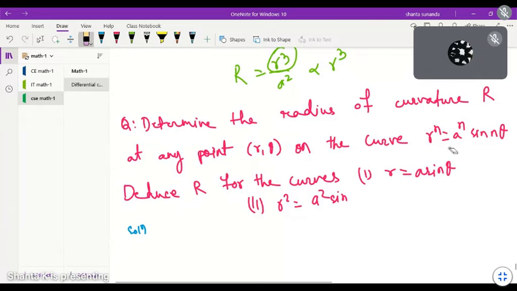First you find the radius of curvature for this one. Then just substitute n equals 1, you will be getting this, and for n equals 2, you will be getting this. Okay, that's the idea. Okay, try.